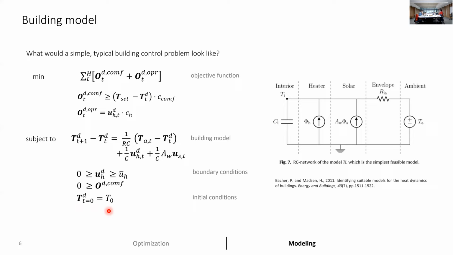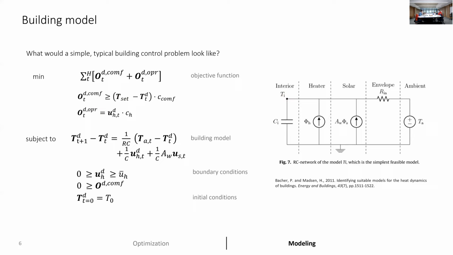You have to set some initial conditions, of course, so that your set point temperature starts at a given time and space. Otherwise, it can start anywhere, and then because it's unbounded, it would just start, I don't know, at 1,000 and let the building decay because it would always be above the set point temperature. Any questions on this?